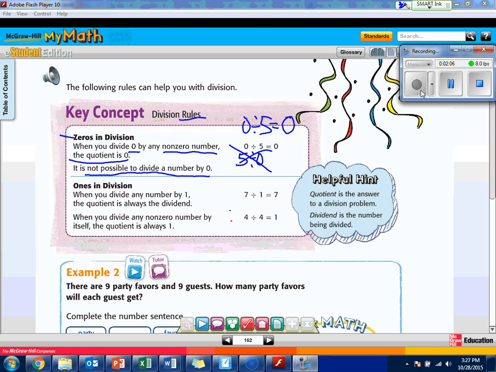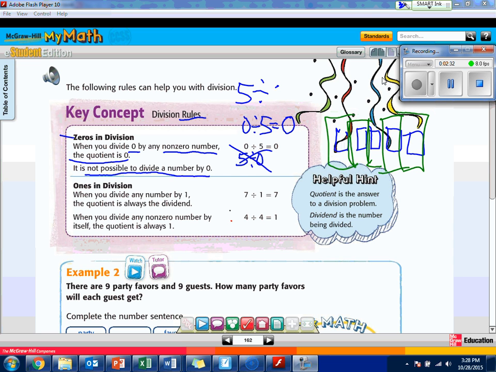And here's the reason why. If you have a group of 5, and you want to divide that by 5, here's one group, 2, 3, 4, 5. We divided it into 5 different groups. You can do that. But if you try to divide a group by 0, you can't divide anything by 0 because you don't have any groups to divide it into. So what you need to understand is that you're not allowed to divide anything by 0. You can only divide 0 by other numbers.